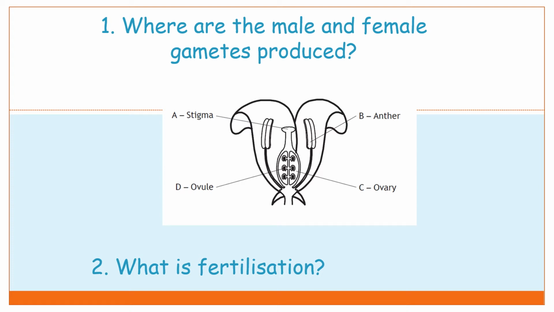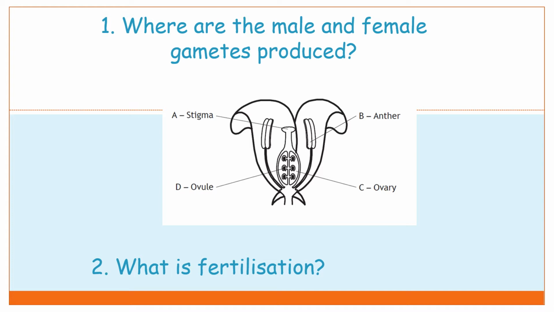You should now know all about reproduction in plants and you should be able to pause the video and answer the questions. So question 1 is where are the male and female gametes produced, and question 2 is what is fertilization. So try to do that before I go over the answers.